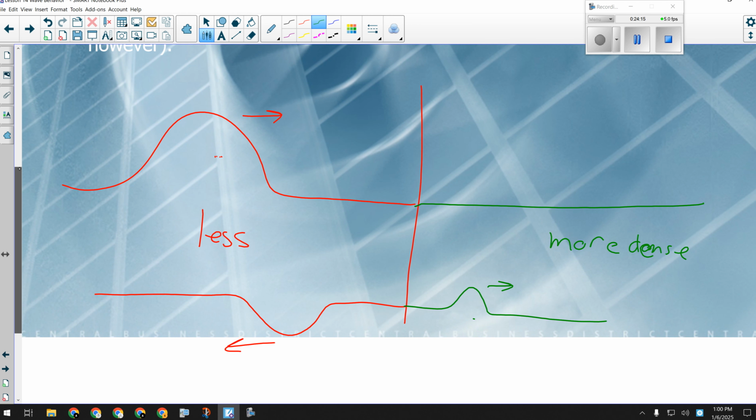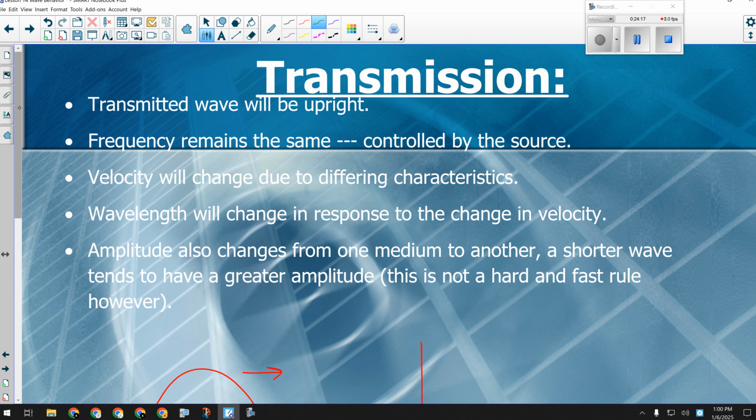All right, so that's all the stuff about transmission. Amplitude changes, there's no hard and fast rule on that, but it can change. Wavelength is going to change in response to velocity. Velocity will change because it's a different medium. Frequency stays the same.